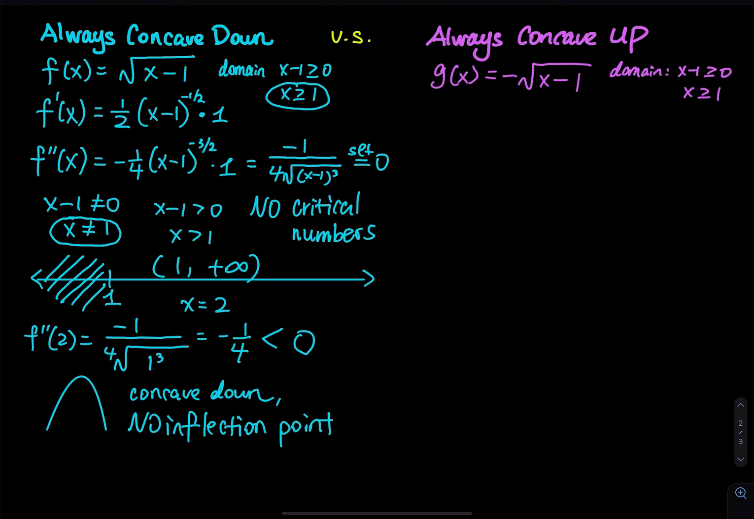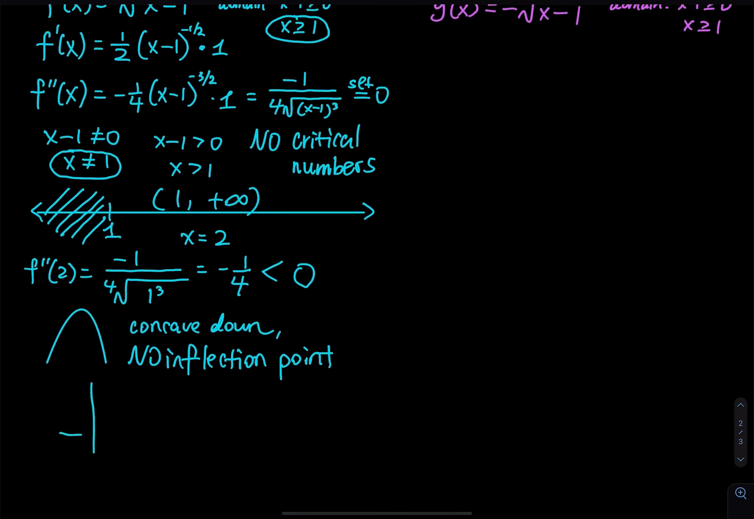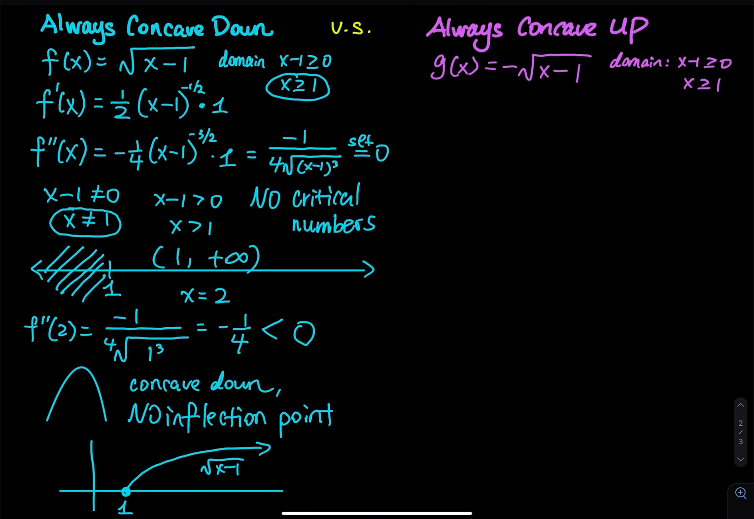So the graph is concave down the entire time. If you want to take a look at the graph, the graph is right here. So it's the square root of x minus 1, right? So you shift the square root function 1 unit to the right. And then this is the graph of the square root of x minus 1. Always concave down. All right, so let's move on to the next one.